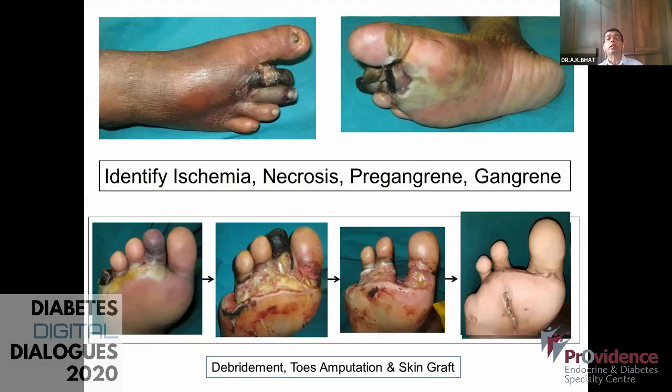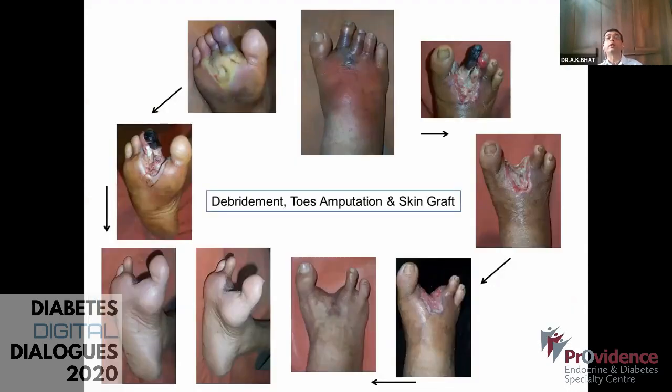So this is another case where you have to identify, do it in stages, inform, counsel, communicate, and properly identify, and do it in stages, and you will get a full plantigrade foot, which healed, in a case of infective gangrene of the diabetic foot.